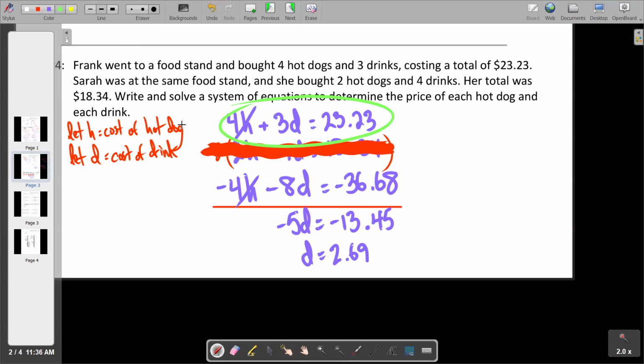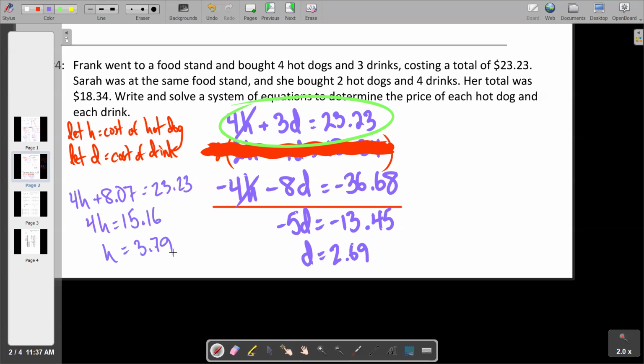I went to that equation and I changed D into 2.69. And it's going to say this. It's going to say 4H plus 8.07 equals 23.23. Got it? I just multiplied. That's all I did. And then when I subtract the 8.07 across, I get 4H equals 15.16. And then I divide and I figure out that H is 3.79.